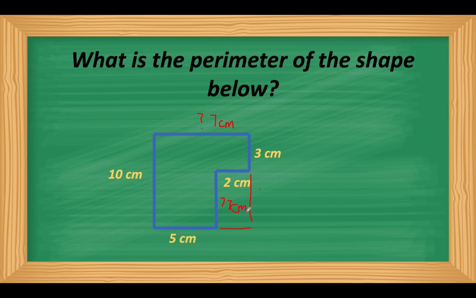Now for the perimeter. I want you to pause the video and attempt the perimeter for me. And then you're going to compare it with what will be shown afterwards. Alright, so I hope you got that correct. The perimeter, in this case, when we add all sides, it will give us 34 centimeters.